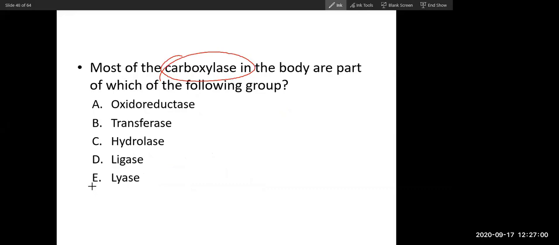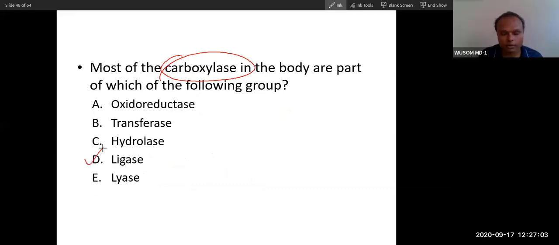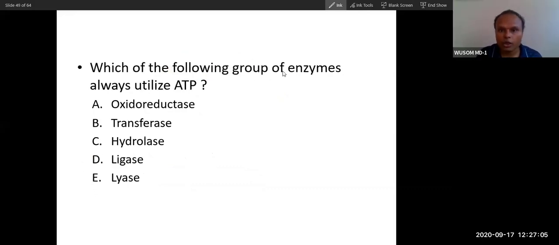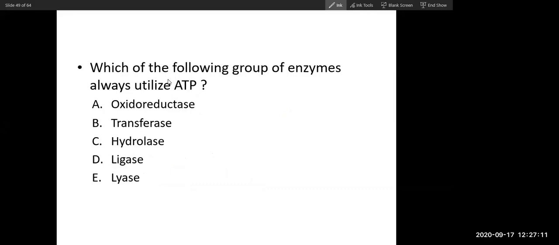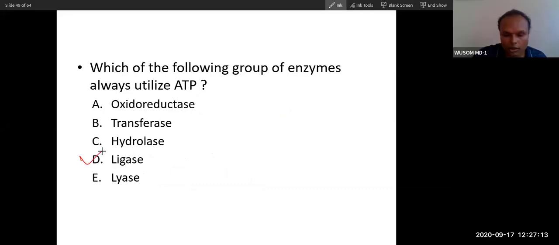Ligase. Very good. So which of the following groups of enzymes always utilize ATP? Ligase. Yes, ligase always utilize ATP.